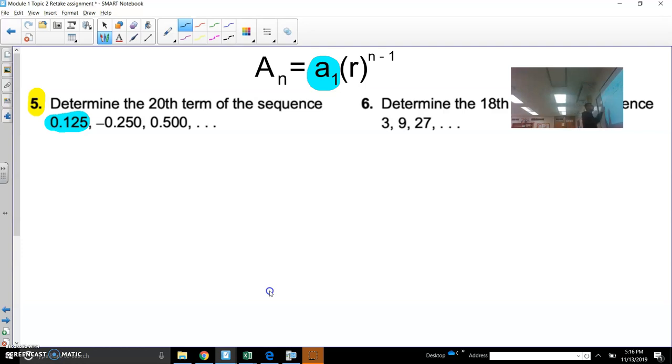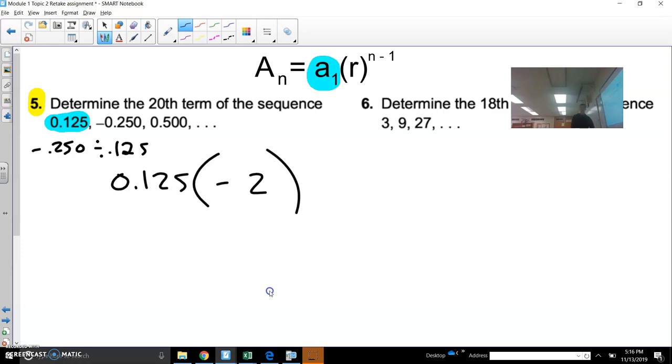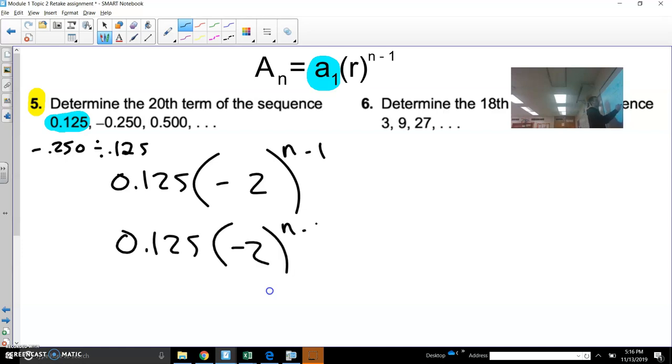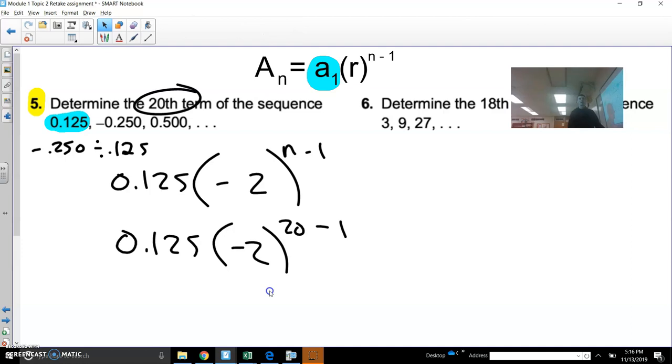So I think I have time for maybe one more of those, one that's a decimal. So again, 0.125, that's the first number in the sequence. If I was to divide negative 0.250 by 0.125, you're going to find out that that's negative 2, and that's why the signs are changing, positive, negative, positive. The next one will be negative. n minus 1 is the power. So again, once you use your calculator to find the next term you're looking for, we're going to replace n with the term you're looking for in this problem, which is 20, and then you can use a calculator to calculate that value.